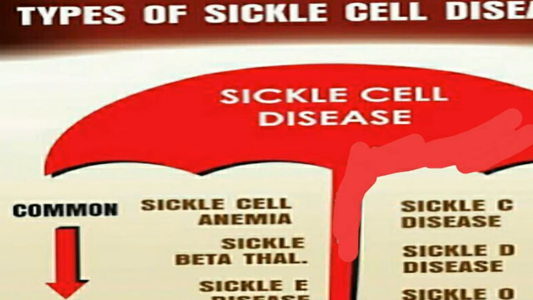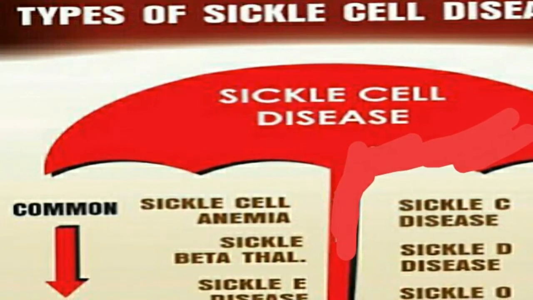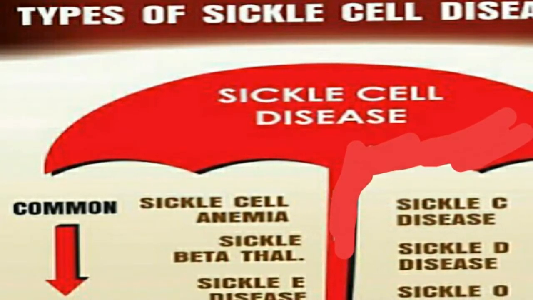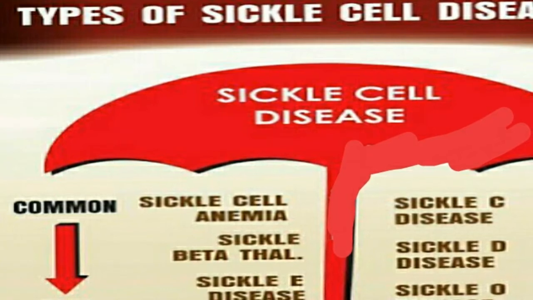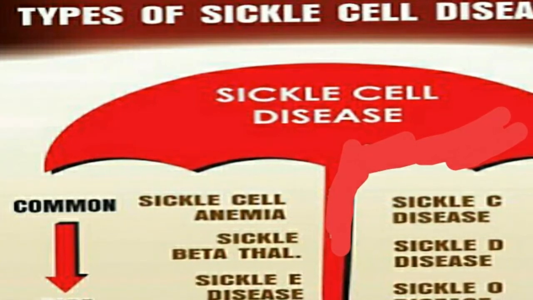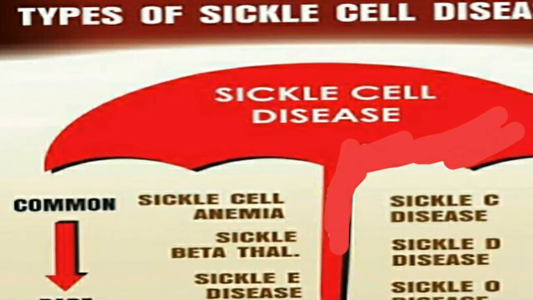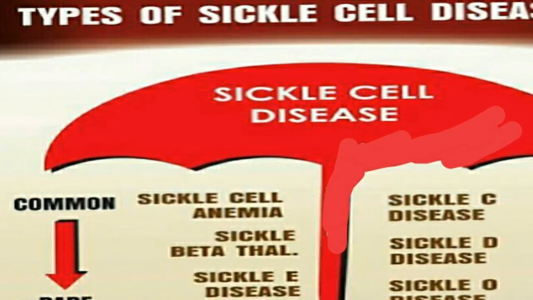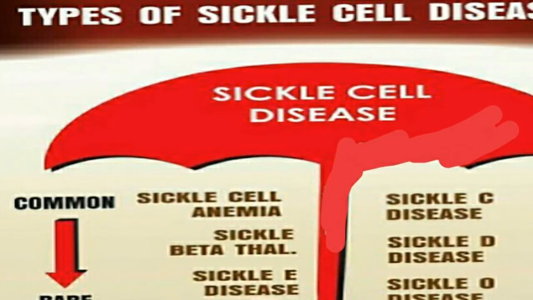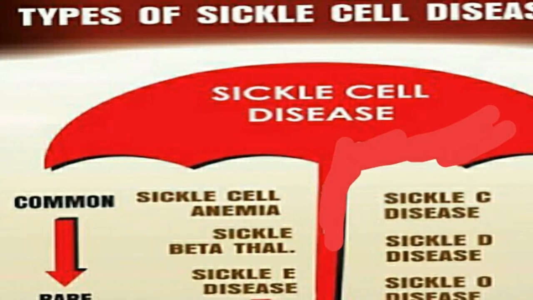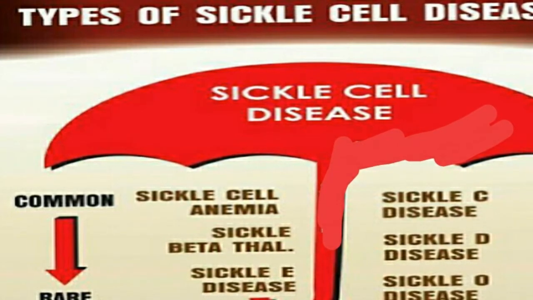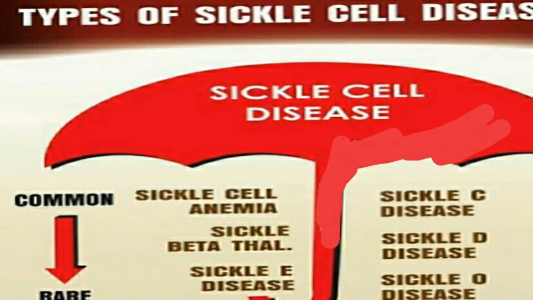Hemoglobin SS disease. Hemoglobin SS disease is the most common and most severe type of sickle cell disease. It occurs when you inherit the hemoglobin S gene mutation from both parents. In this type, the body only produces hemoglobin S. This type is often called sickle cell anemia.